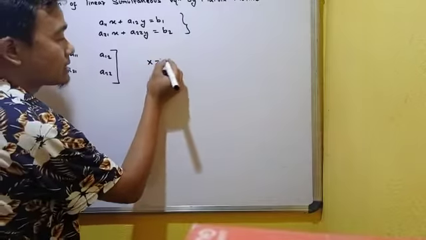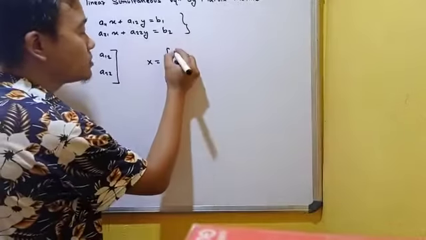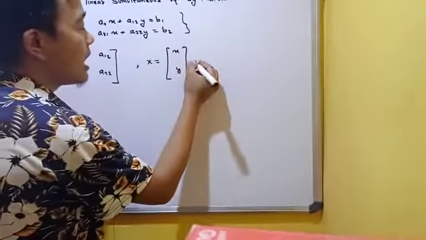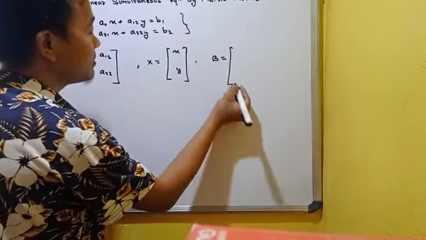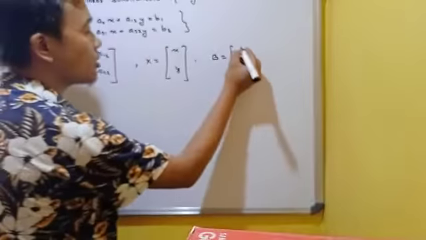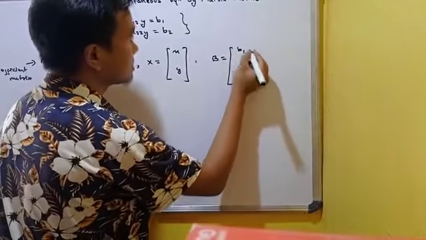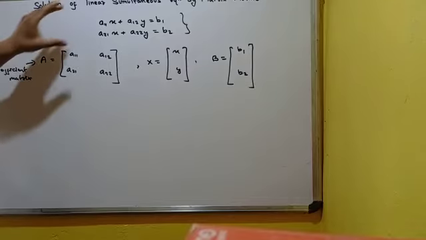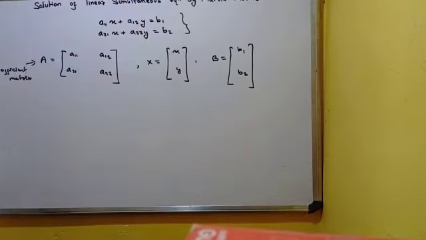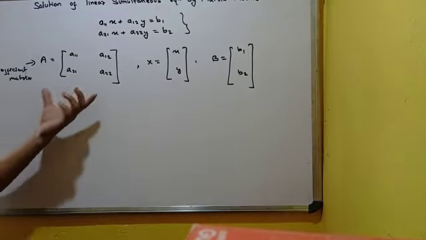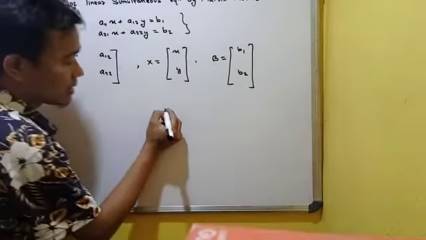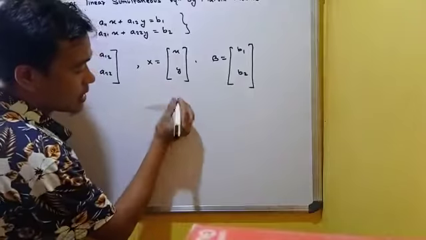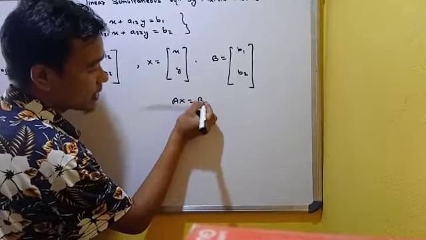Now here X is a column matrix whose elements are the variables, and B is again a column matrix whose elements are constants. Now this set of linear equations can be represented by this matrix equation AX = B.